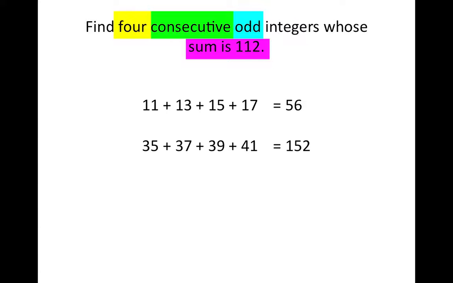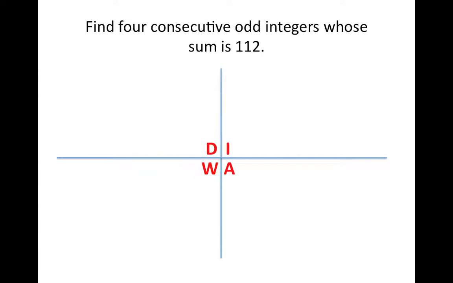Let's see how we can do it with algebra. To draw a picture, we're looking for 4 odd numbers in a row, like this. Write down the information. Find a list of 4 odd numbers, and their sum should be 112. Now here's where the algebra will help us. We have to start somewhere, so let's call the first number n. Then the next odd number will have to be 2 more than that.